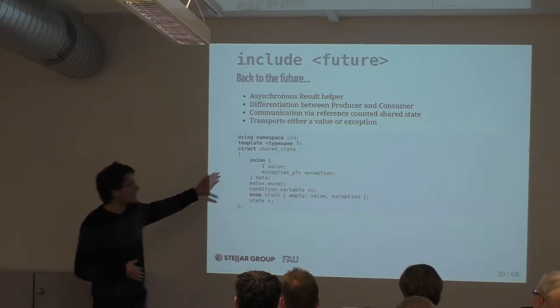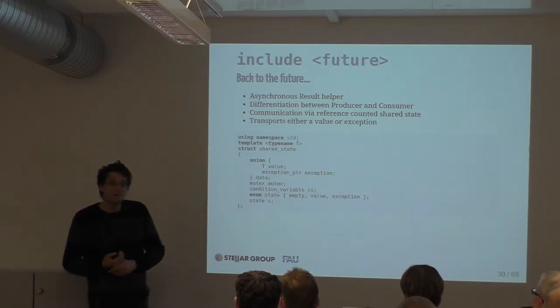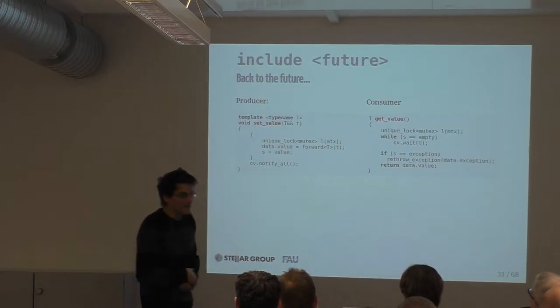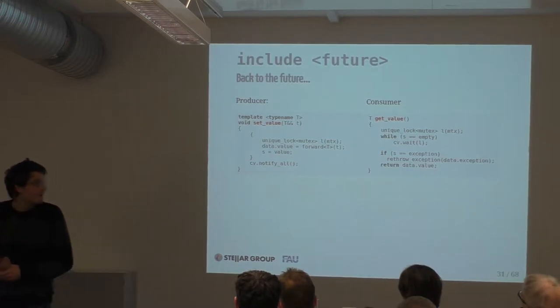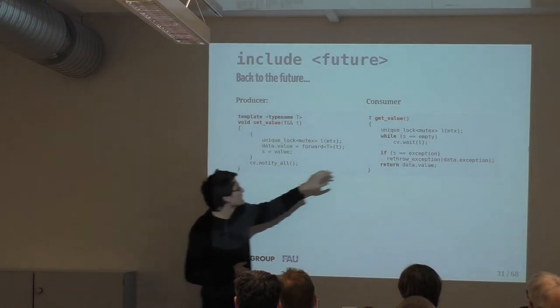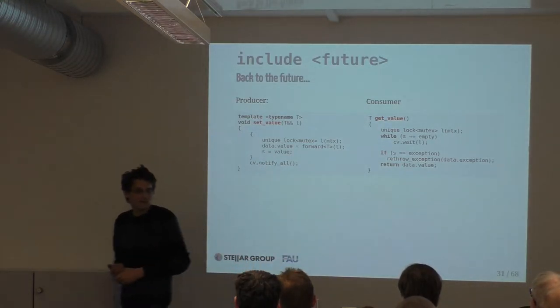This is a very simplified snippet. Don't take it literally. It's just to demonstrate the purpose. So on the producer side, what you do is you want to set a value, and on the consumer side, you want to get the value.